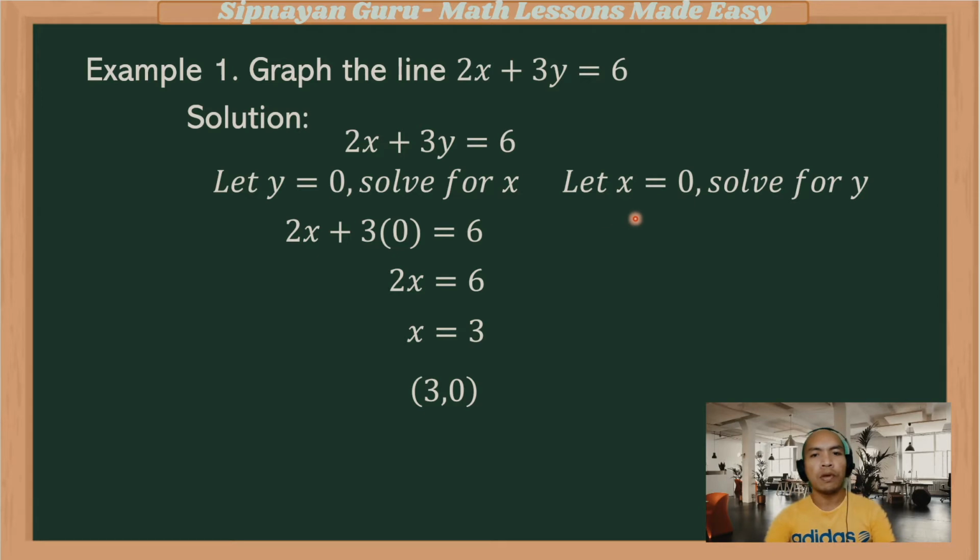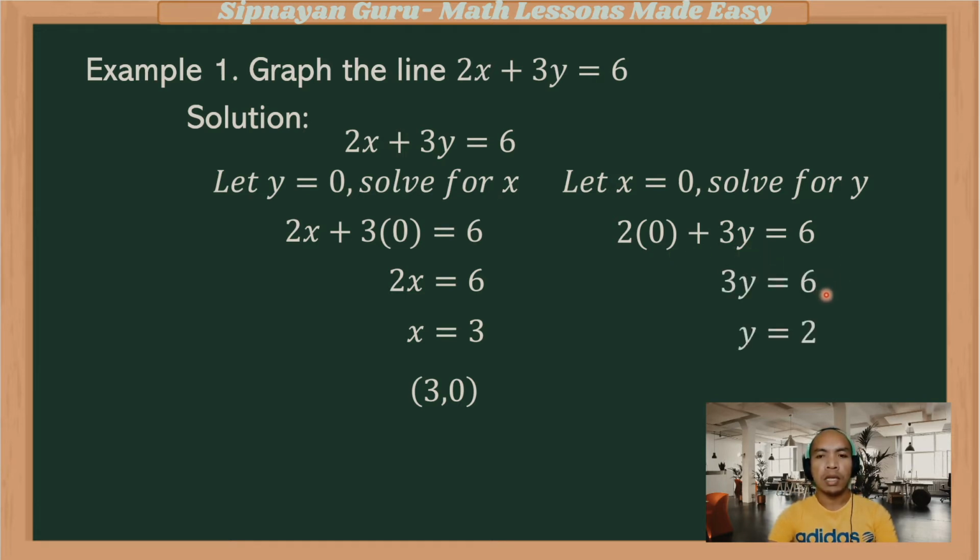Now, let's solve for the y-intercept. So let x be equal to 0 and then solve for y. Substitute: 2 times 0 plus 3y is equal to 6. 2 times 0 is 0, plus 3y, so that would be 3y equals 6. Divide both sides by 3, so y is equal to 2. So therefore, our y-intercept is (0, 2). Now, we already have the 2 points. We are now ready to graph this linear equation in the Cartesian plane.